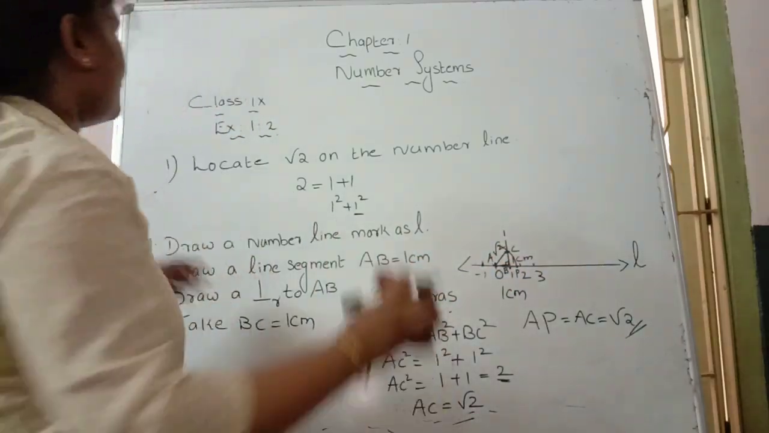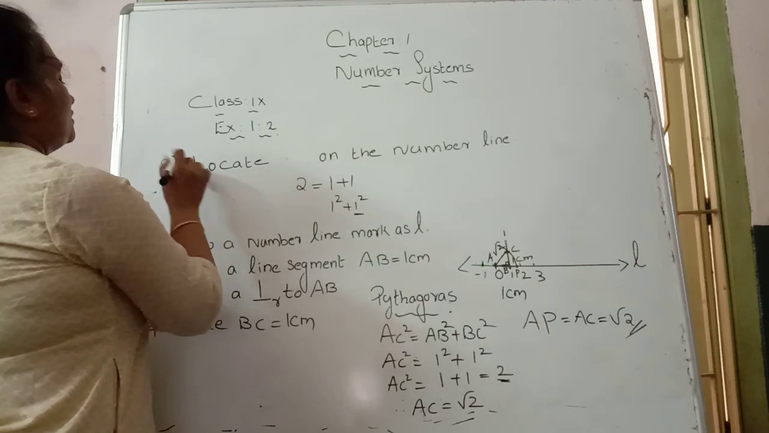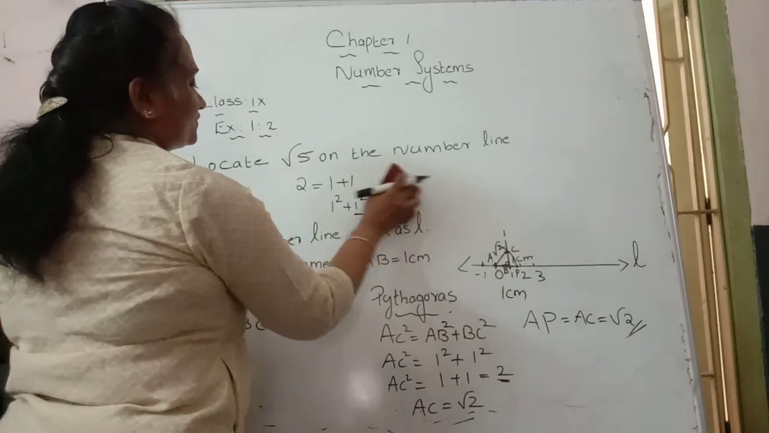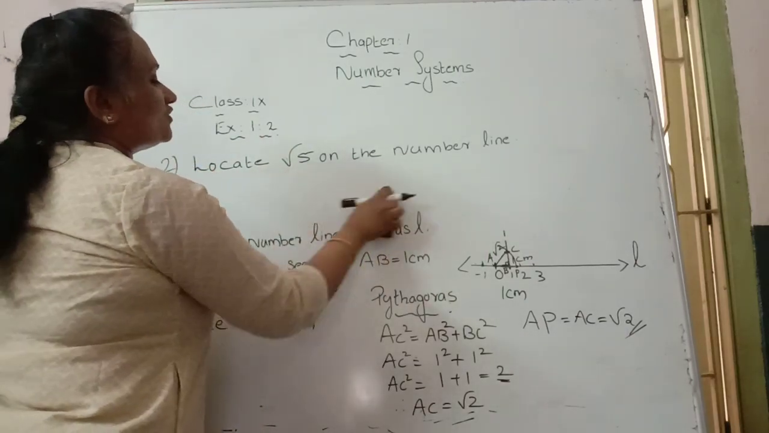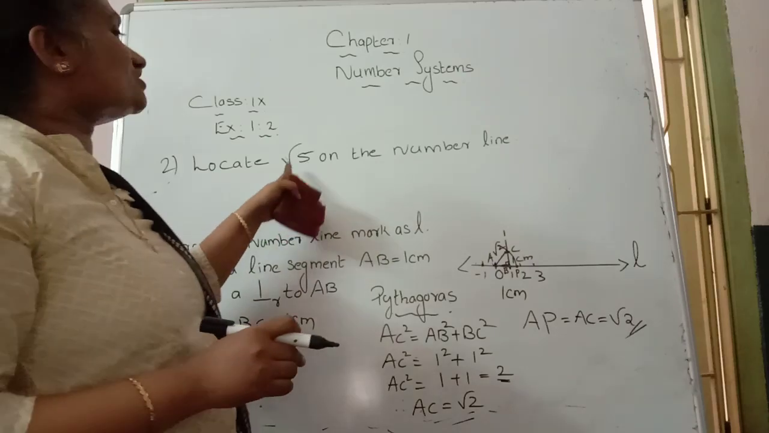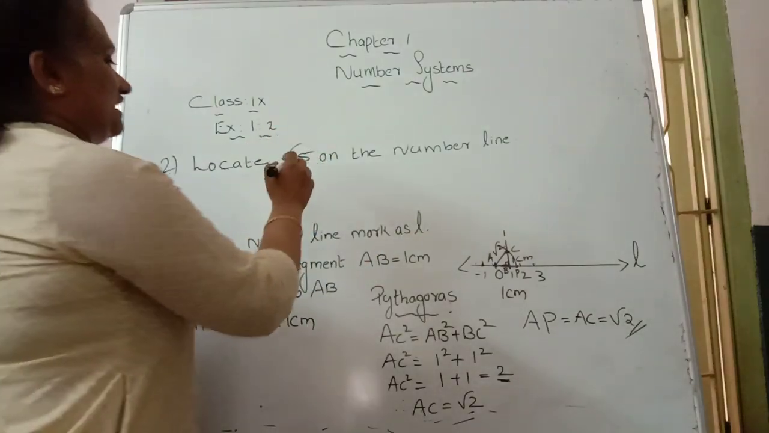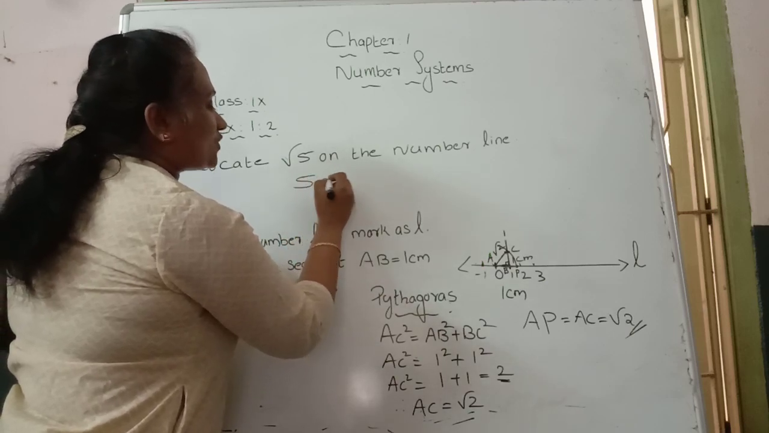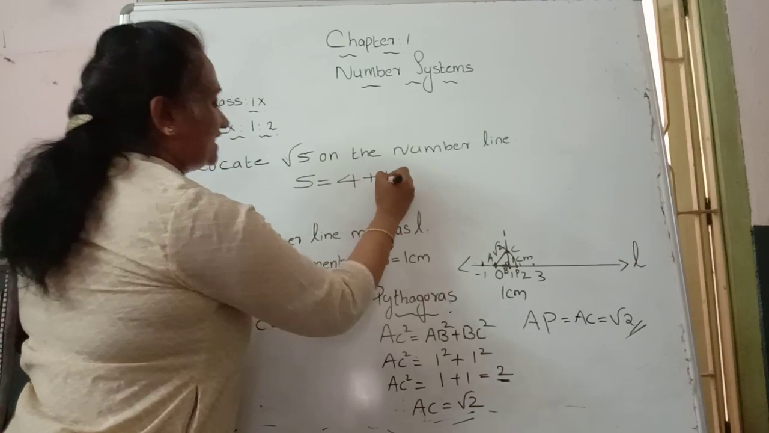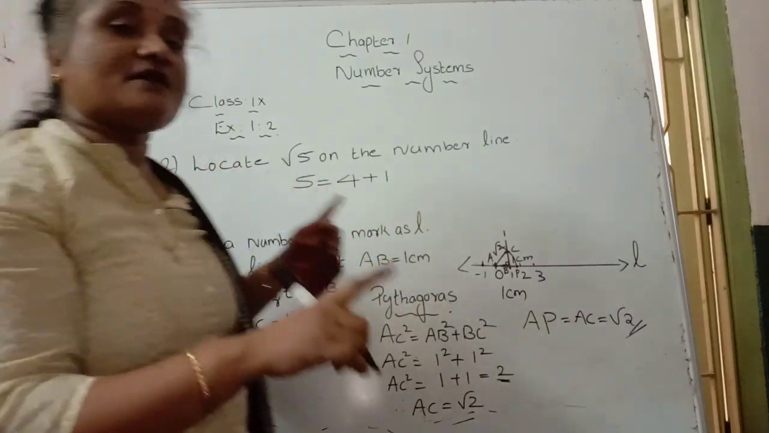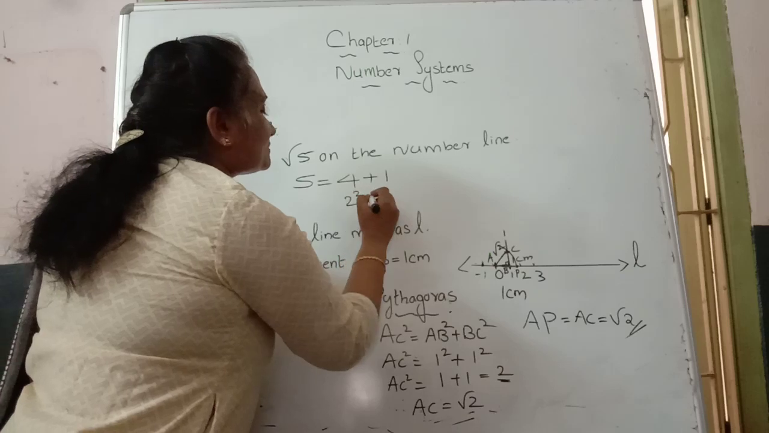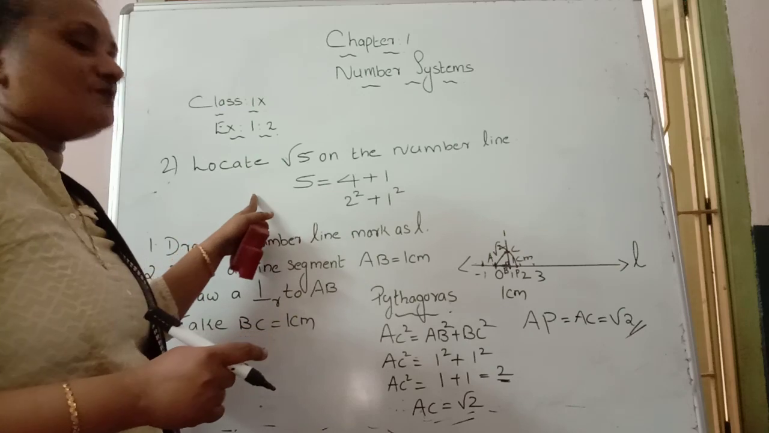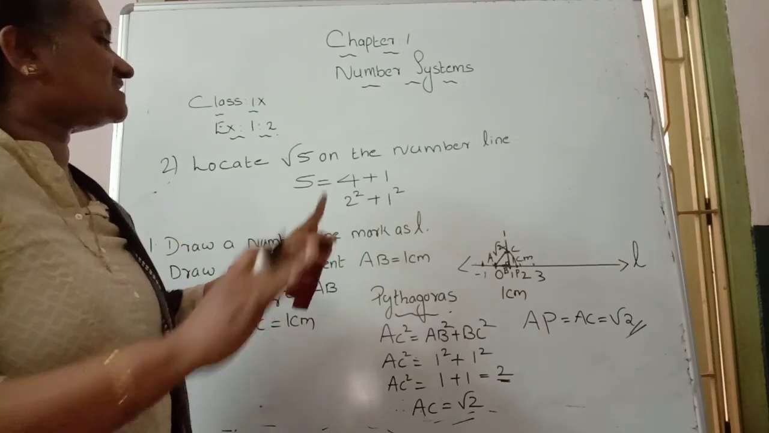Next, the second question: locate root 5 on the number line. How do we locate root 5 on the number line? In the same way, we can split 5 and write it as 5 equals 4 plus 1. Then 4 is the square of which number? 2. So 2 square plus 1 square. Here also the same procedure, no difference.